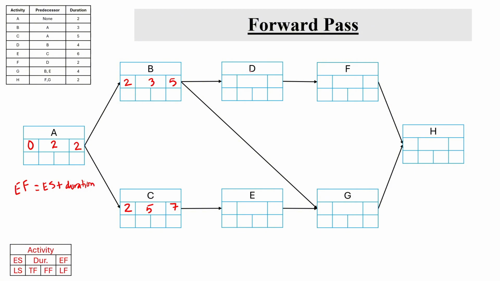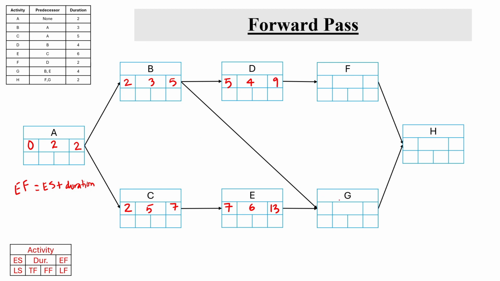Similarly, duration of activity D is 4 and duration of activity E is 6. For activity E to start, once the activity C is completed at the end of day 7, activity E can be started. So early start is 7, early finish for activity E is going to be 7 plus 6, 13. Similarly, D has only one predecessor, B. It ends at end of day 5. So activity D can start early at end of day 5 and then finish early at the end of 5 plus 4, that is 9.